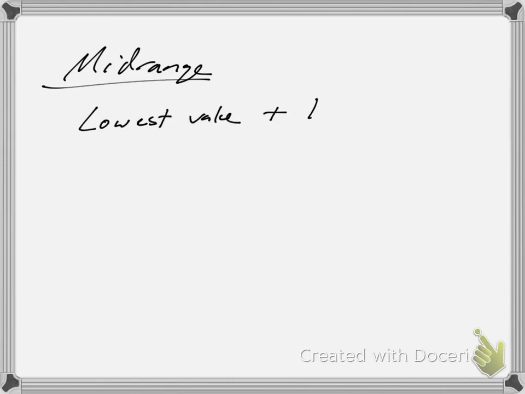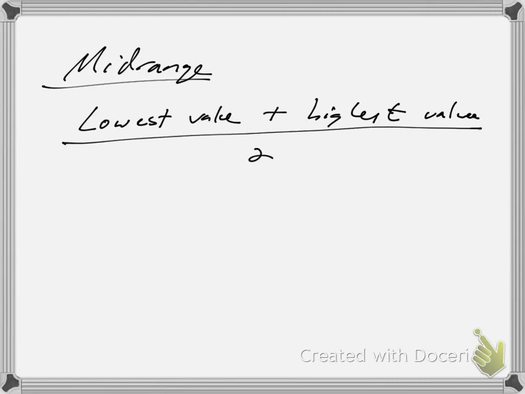Okay, now we have what's called the mid-range. The mid-range is really simple. We take the lowest value plus the highest value and divide it by 2. So lowest value plus highest value, divided by 2.